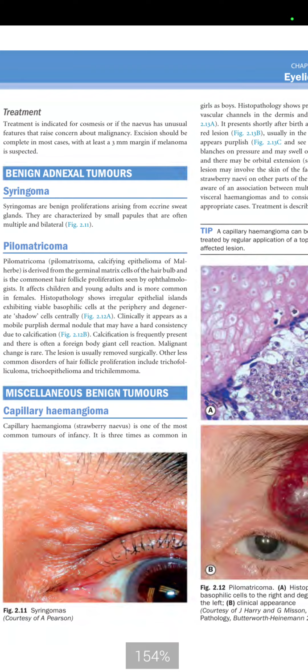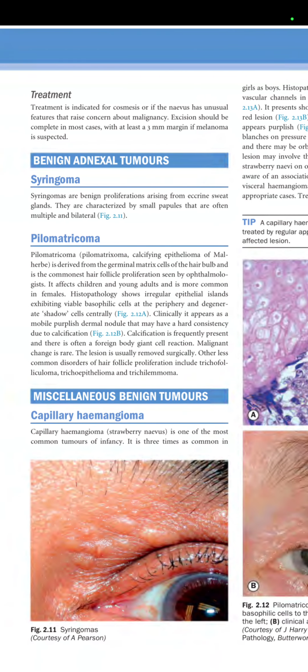Treatment is indicated for cosmesis, and if the nevus has unusual features that raise concerns about malignancy, excision should be completed in most cases with at least a 3 mm margin if melanoma is suspected. So basically, you do not treat the nevus unless it is indicated for cosmetic purposes or if there is a chance for malignancy. And what you do is excise, with at least 3 mm of normal margin if melanoma is suspected.